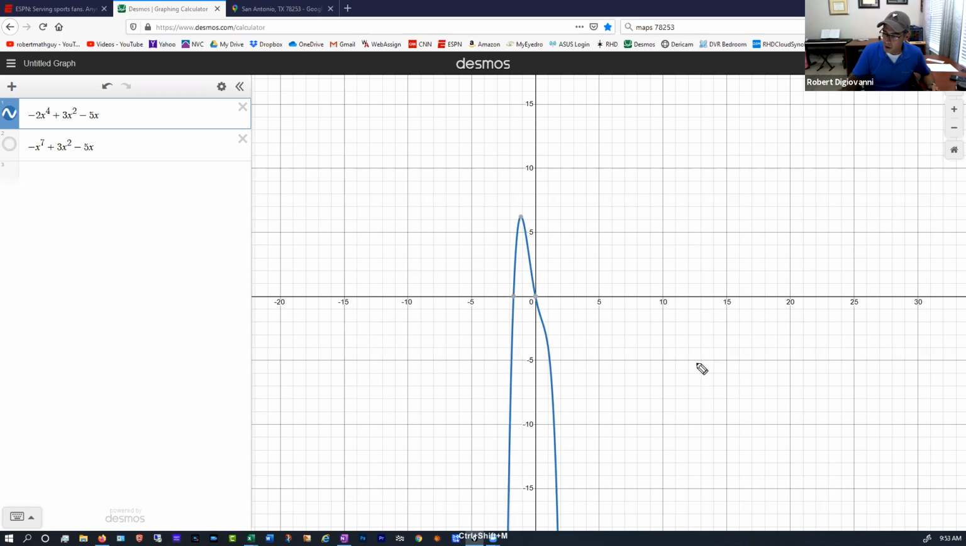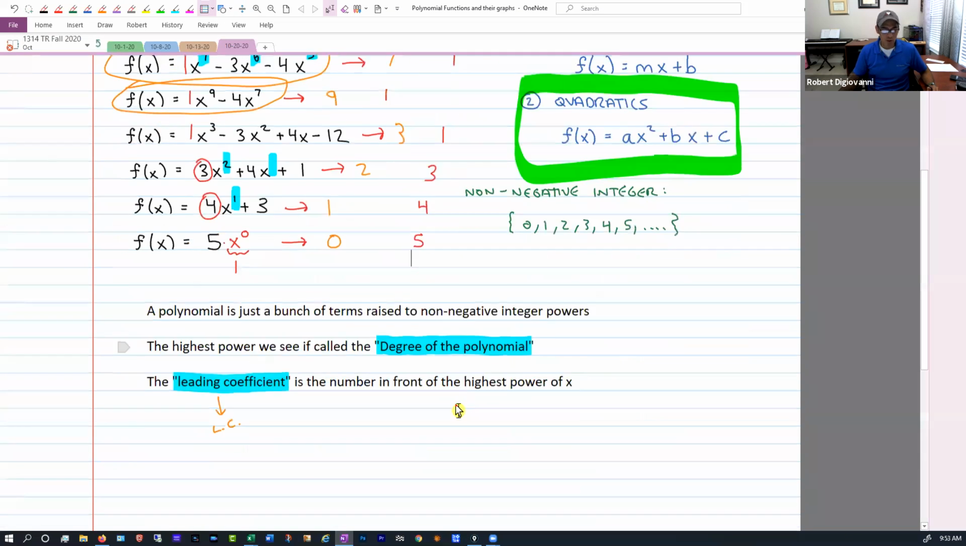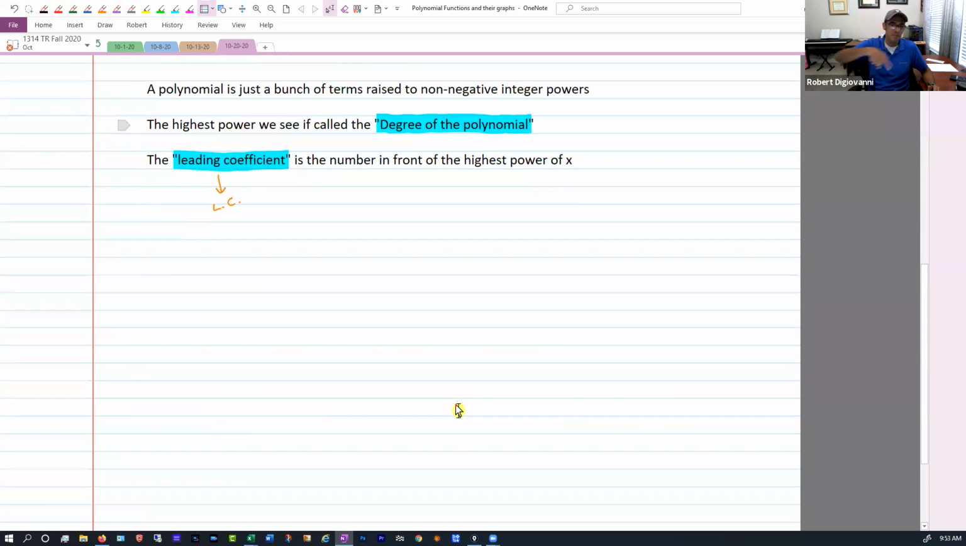So let's get back to our notes, and I'm going to summarize this. I just wanted you to see what polynomials look like. They look like roller coasters. Okay, they're squiggly, curvy graphs. So here we go. Let me summarize this. We have this thing that we use to help us graph polynomials, which is called the leading coefficient test. Maybe I should capitalize this because it is a test.